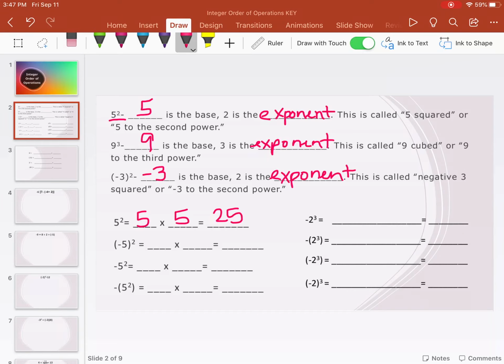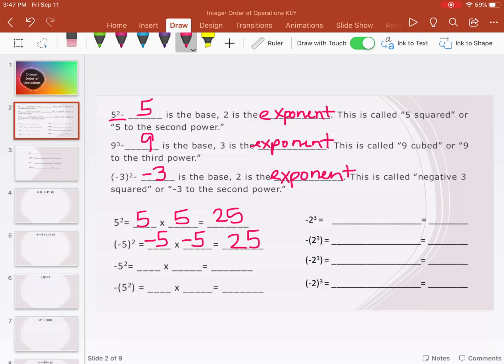But when we get to the next one, we always have to look at what the exponent's kissing. So the exponent here is touching the parentheses. So the whole base is that negative 5. So we are multiplying negative 5 times negative 5. Now we have to think about our rules. Negative times negative makes it positive. 5 times 5 is 25. So we still get a positive 25 here.